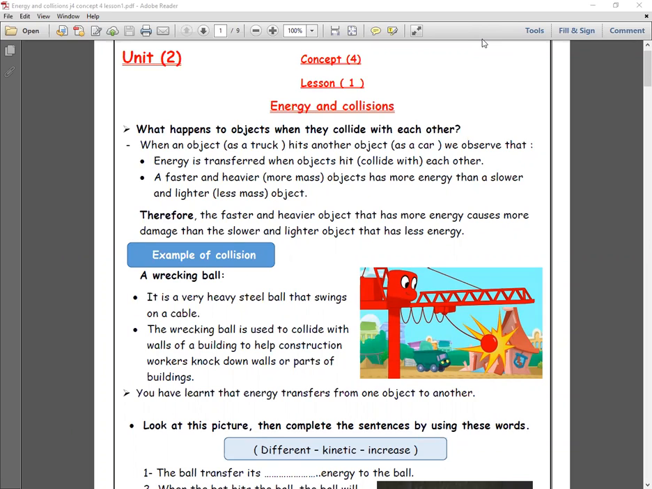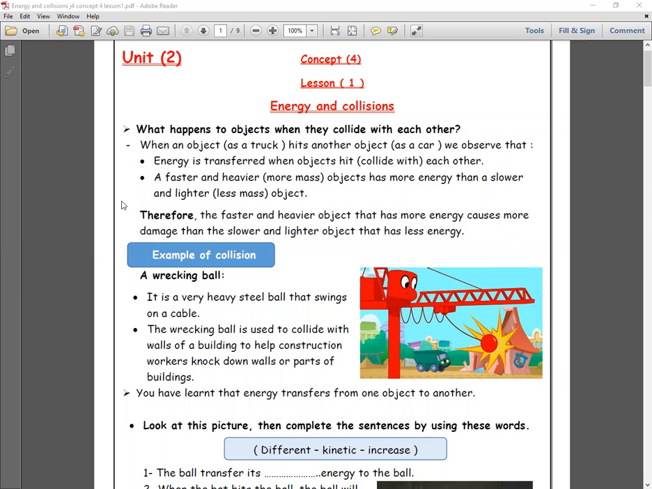Now let's start a new concept, which is concept 4, lesson 1, energy and collisions. This concept is talking about when any two objects start to hit each other. So we will study how both objects can be damaged, or how the two objects can be affected in different ways. So now let's start our concept.